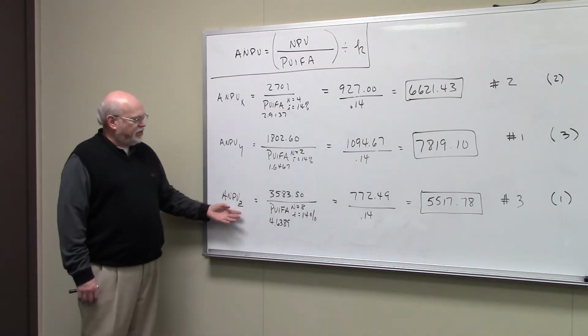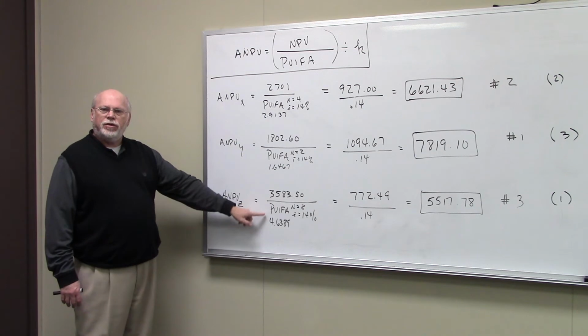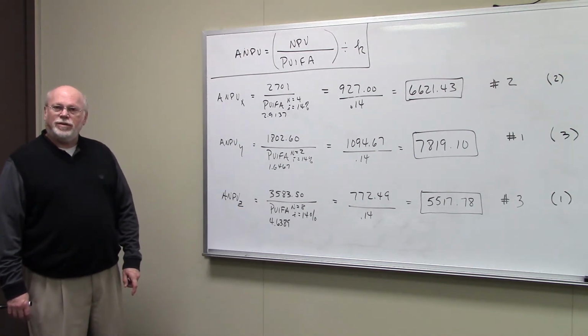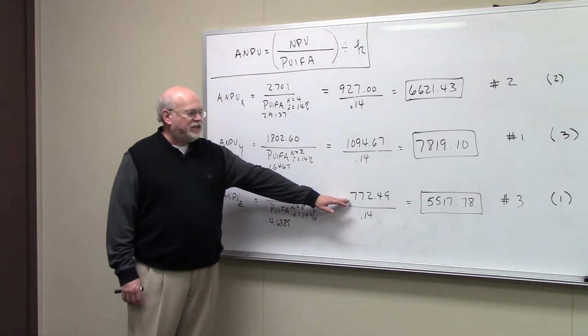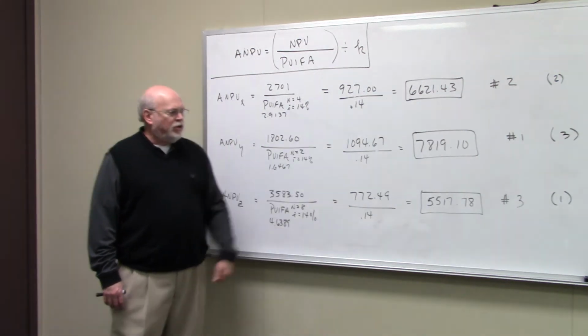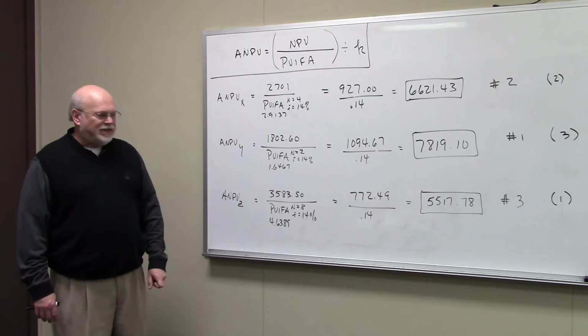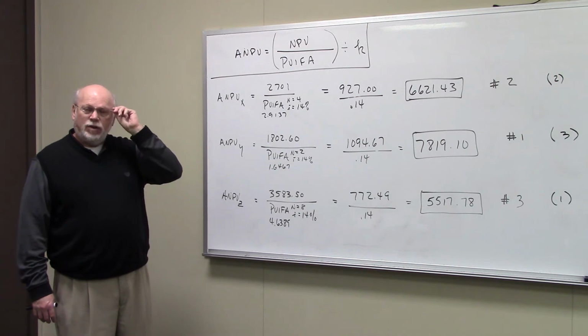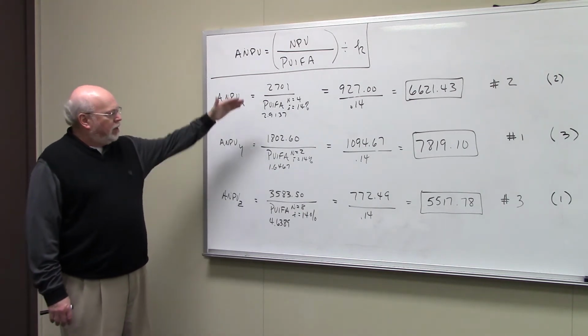And for project Z, we take its net present value, divide by our PVIFA at 8 and 14%, and we get $772.49. Divide that by 0.14, and you get $5,517.78.